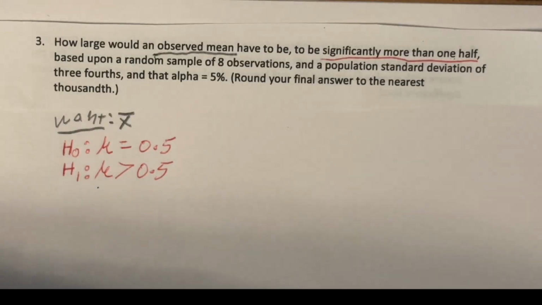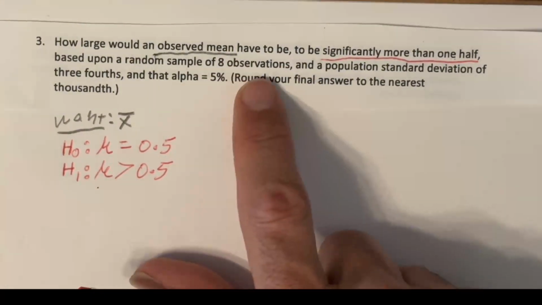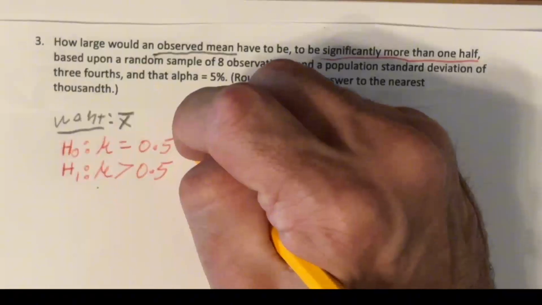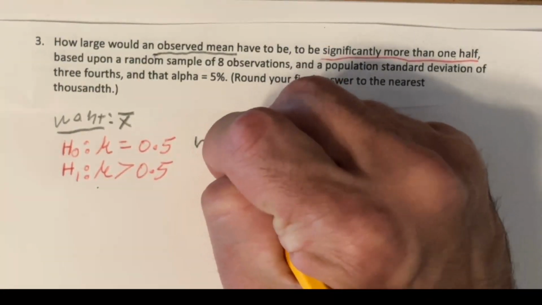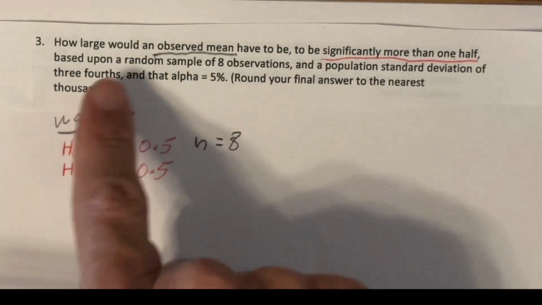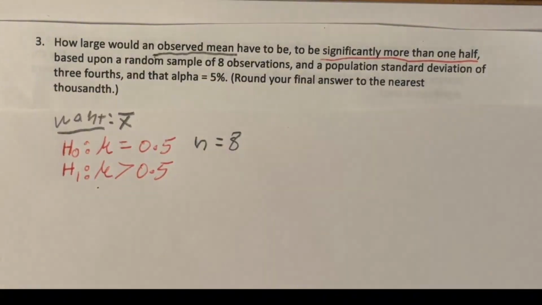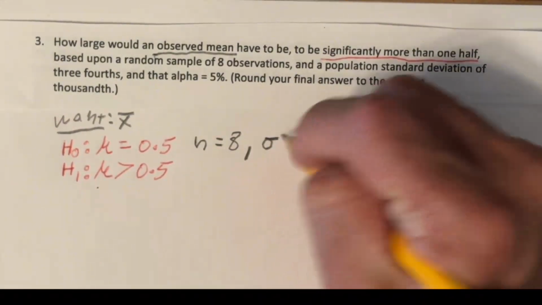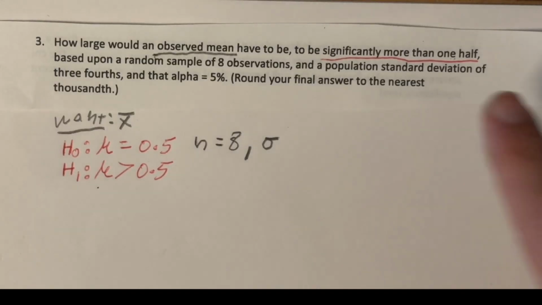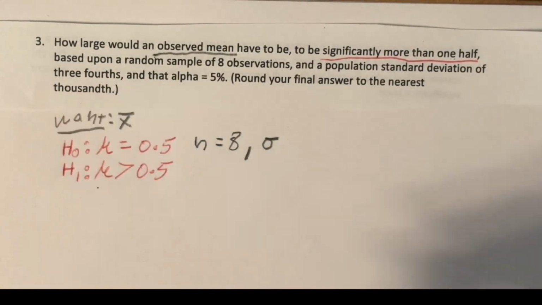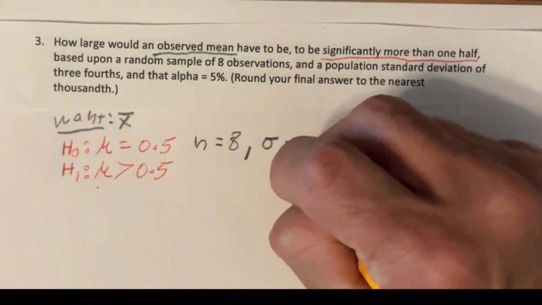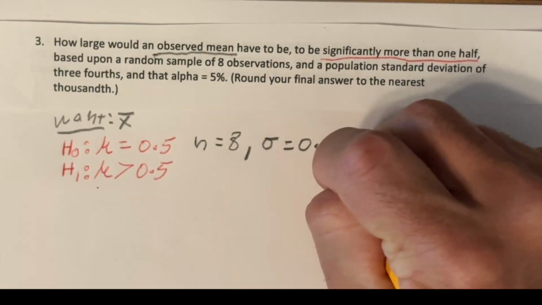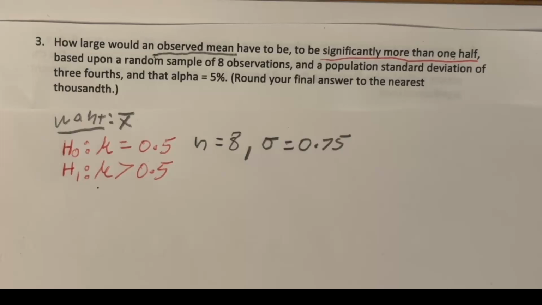Now, it also says based on a random sample of 8 observations. So, of course, n is equal to 8. I'm going to write that down. And it says a population standard deviation. Now, you should ask yourself, what is the symbol for population standard deviation? And you should know that that's the lowercase Greek letter sigma. And so this is 3/4. I'm going to write the 3/4 as 0.75 because it's just a little easier to enter into the calculator.